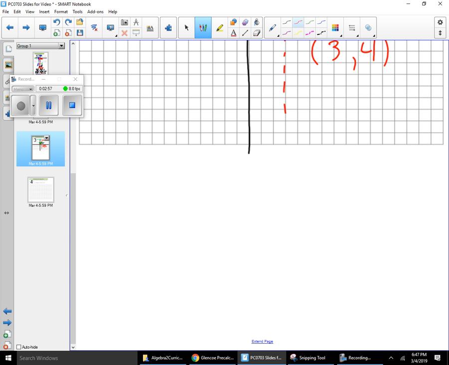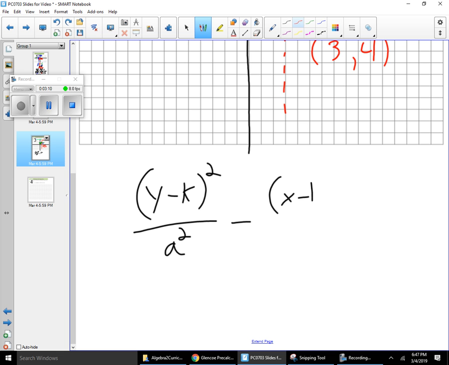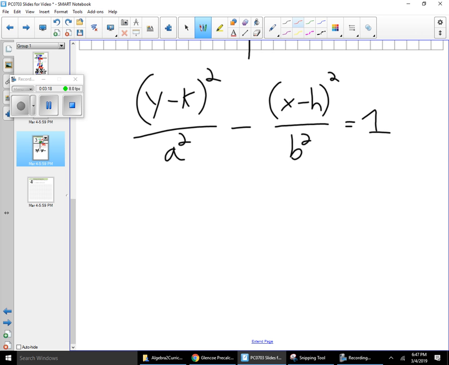This is another hyperbola that opens vertically, up and down. So I want the y minus k first version. (y minus k) quantity squared over a squared minus (x minus h) quantity squared over b squared, all equal 1. So I have all this information at this point. Just substitute in what you know.